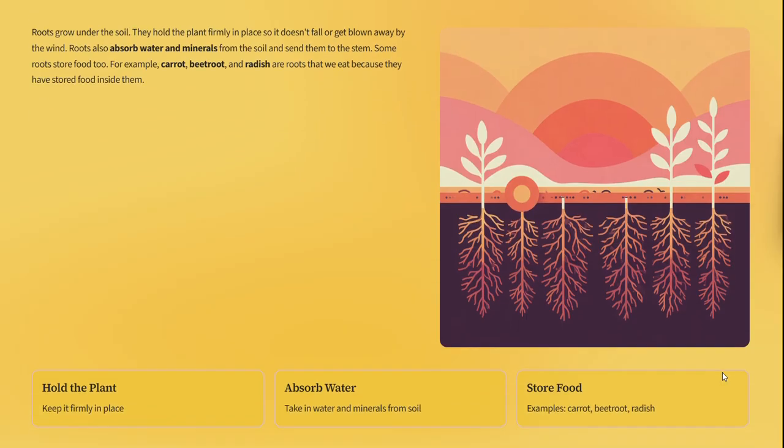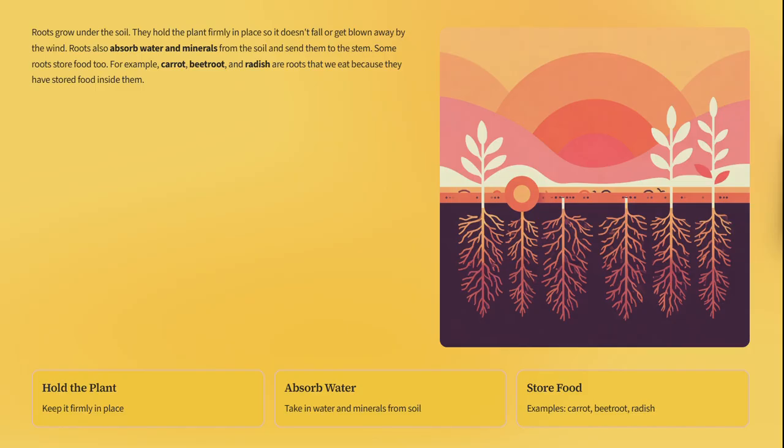This is how the plant gets its food ingredients. Once absorbed, the water and minerals travel up through the stem to reach the leaves and other parts of the plant. Let's think about this. If the roots couldn't take in water, would the plant survive? No, right? The plant would dry up and die. So we can say roots are like the plant's drinking straws and anchors, both at once.